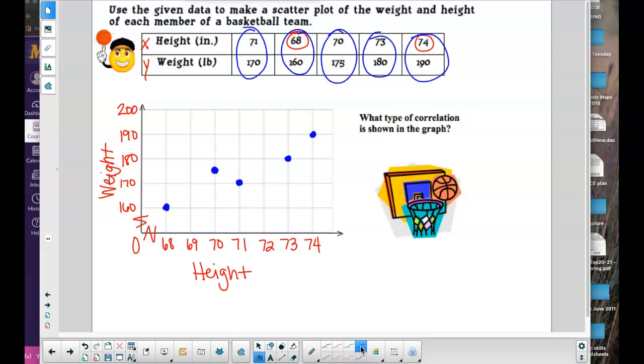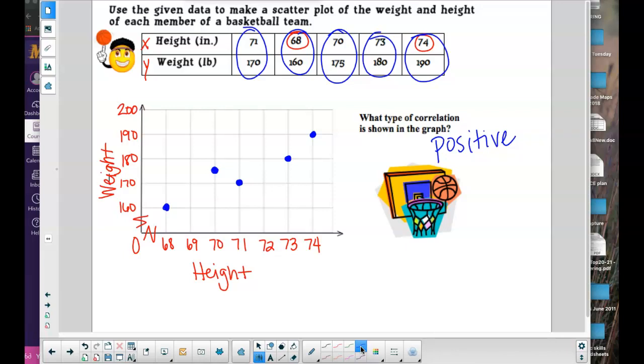Okay, we do not connect the dots. This is a scatter plot. So we have scattered dots. It says, what type of correlation is shown in the graph? What would you say? Is this positive correlation, negative correlation, or no correlation? What do you think, Brooklyn? Yeah, as the height of the basketball players goes up, their weight also increases in general, right? So it is positive.